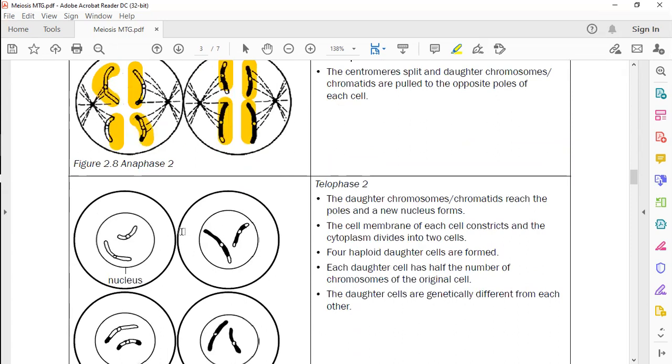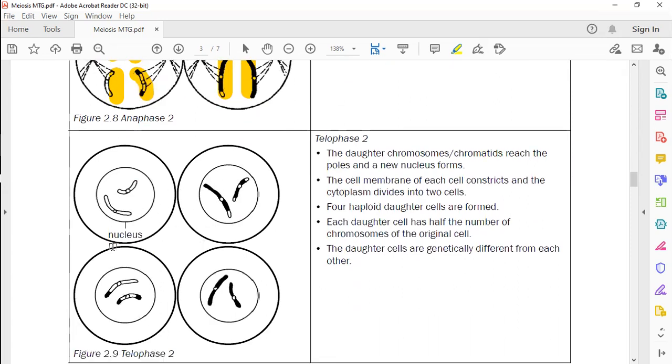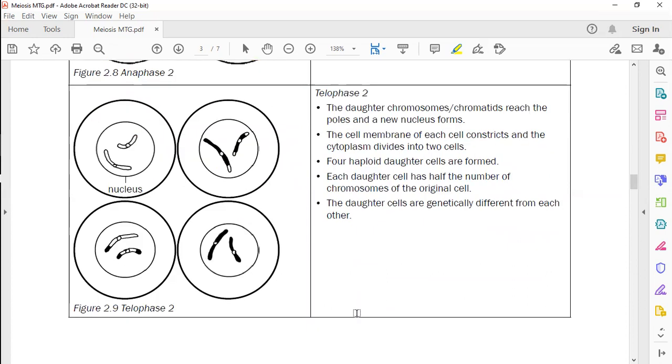And again, we've got cytokinesis happening. And as you can see, we've got 1, 2, 3, 4 cells, each having two unreplicated daughter chromosomes.